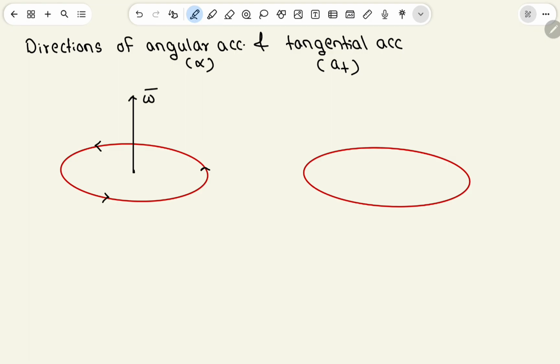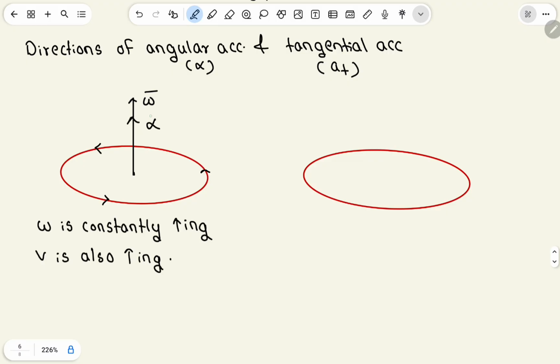Now, what I am stating in this case is that omega is constantly increasing, which means V is also increasing. Now, if the value of omega is continuously increasing, then in that case, the alpha bar vector will be parallel to omega bar.